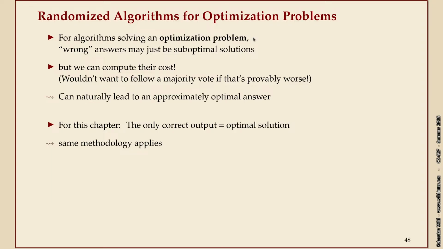Then if that's the situation, why would you follow the majority vote if you can just compare from all the solutions you got which one was best? And so a natural approach for optimization problems would be not to do the majority vote, but just output the best solution you've ever seen in all the random trials. And this is a natural thing to do. We'll have sometimes a hard time proving that this is doing any better than the majority vote. And we'll kind of reserve this for the approximation part.